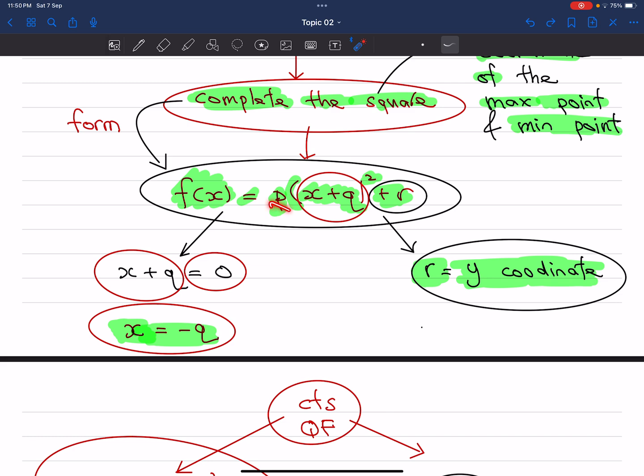The p, q, r can be any number. Outside the brackets is the y coordinate. For the x coordinate, go inside the brackets, make it 0, solve it, get x.